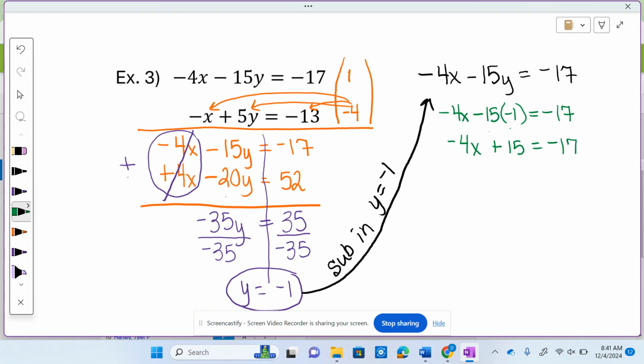Say again? That 4 is attached to the x. I can't do anything with it until I get x all by itself. So what's still on that left side? -15. Yeah, we're going to subtract 15 from both sides. Nice job.